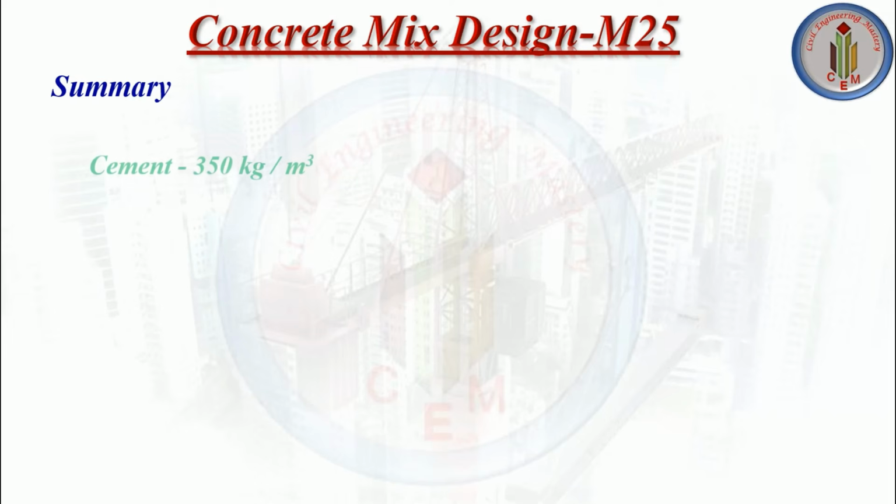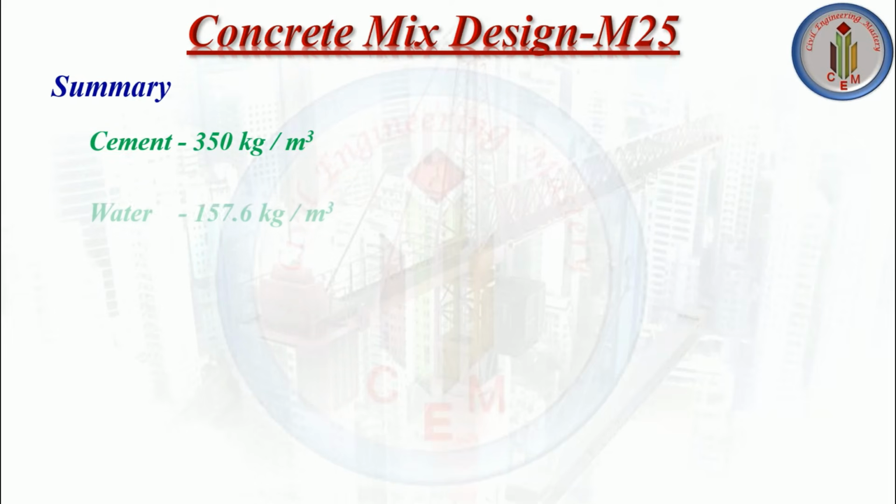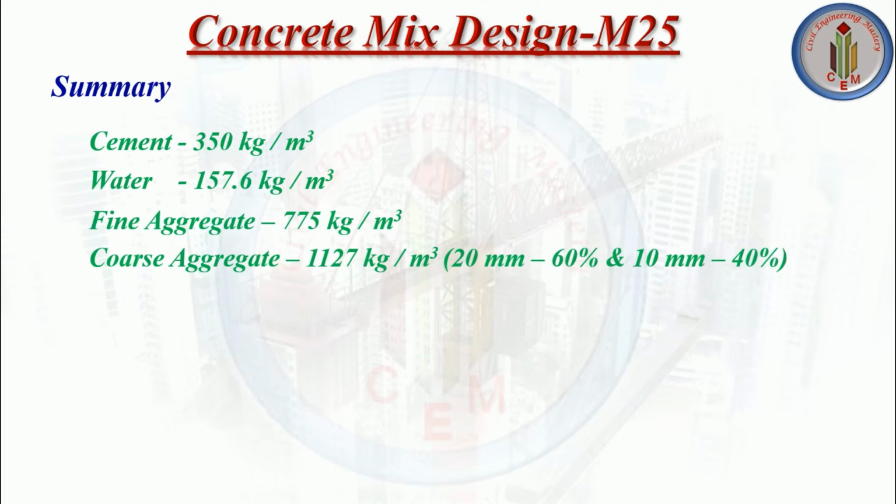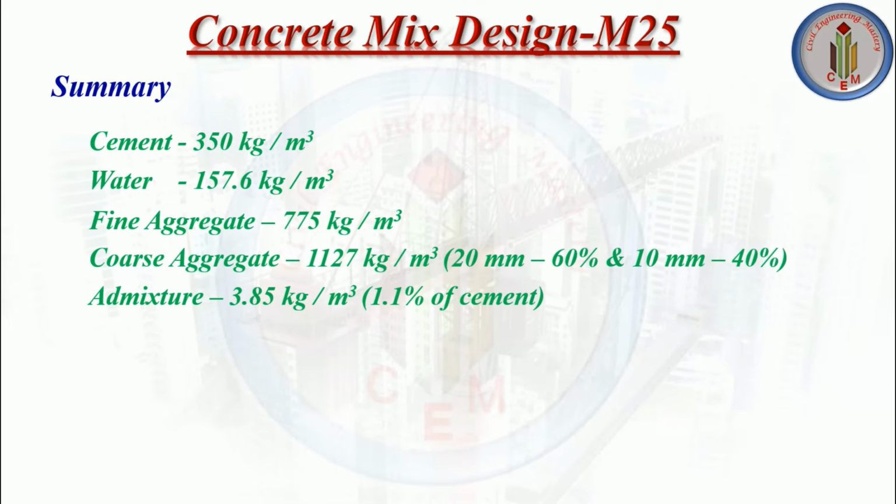Next, let's look into the summary. Cement is 350 kg per meter cube. Water is 157.6 kg per meter cube. Fine aggregate is 775 kg per meter cube. Coarse aggregate is 1127 kg per meter cube. In this, we can take 20 mm aggregate as 60% and 10 mm aggregate as 40%. Admixture is 3.85 kg per meter cube, which is 1.1% of cement; 1.1% of 350 comes to 3.85 kg per meter cube. Water cement ratio is 0.45.